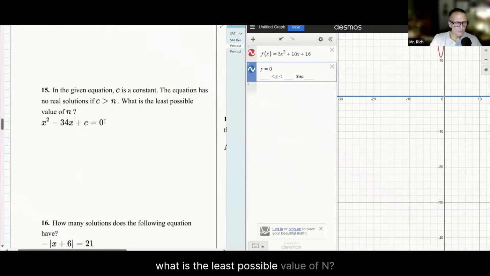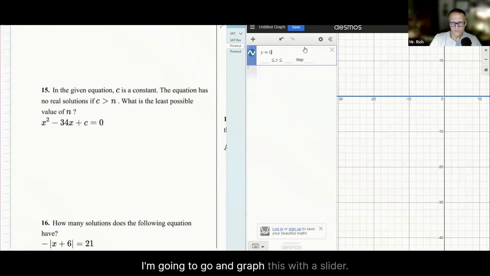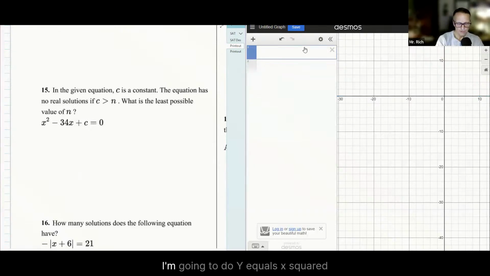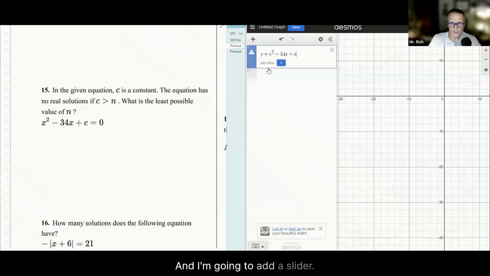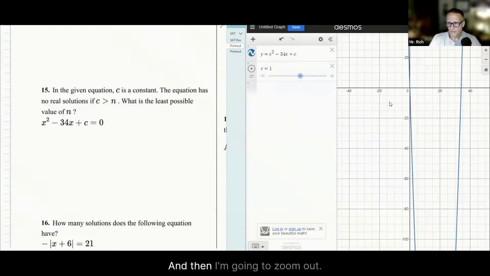What is the least possible value of n? Well, I'm going to graph this with a slider. I'm going to do y equals x squared minus 34x plus c, and I'm going to add a slider. Okay, and then I'm going to zoom out.